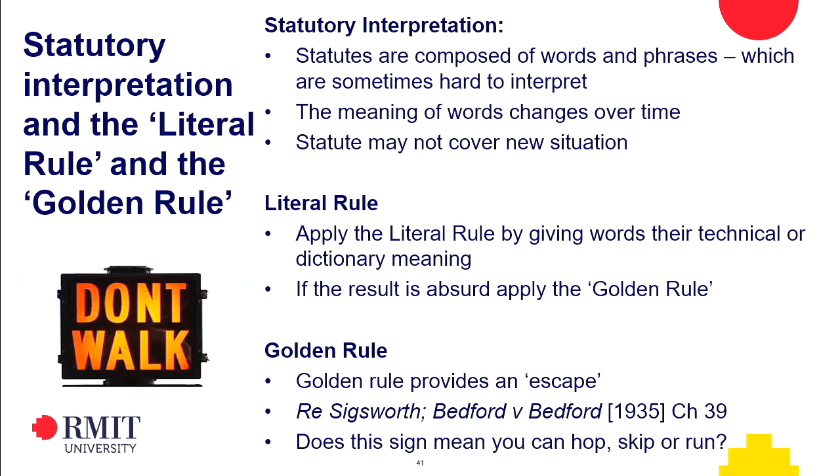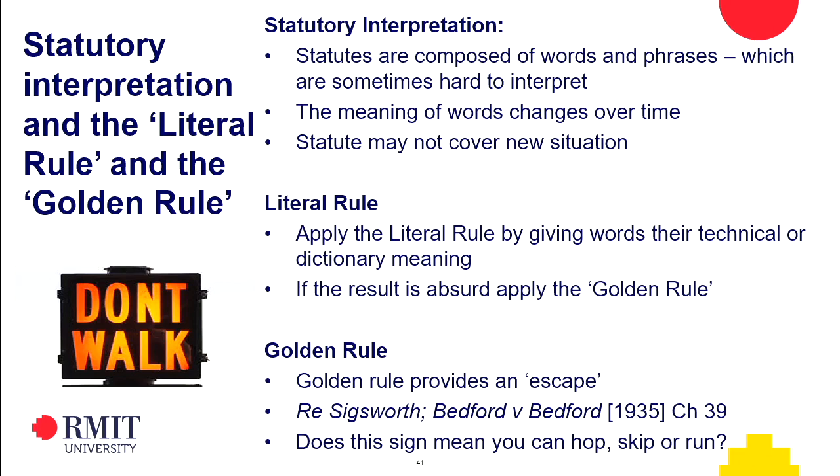Let's say you're about to cross a street intersection, and you've got a sign that says don't walk. If we interpret that literally, does that prevent me from running? Does that prevent me from crawling? In a literal approach, I can run across the road because I'm not walking. So you can see that that literal interpretation doesn't always work.